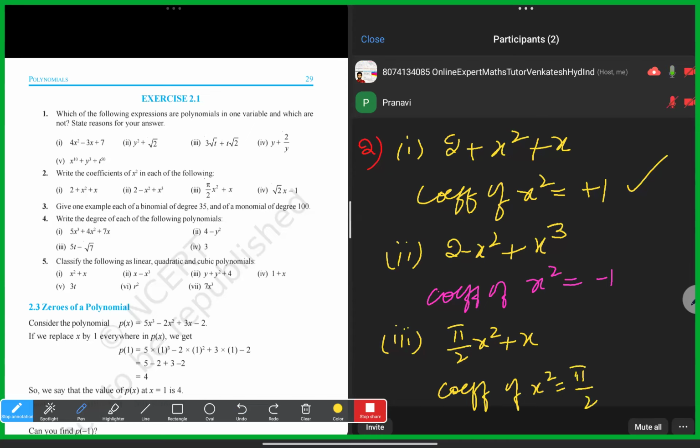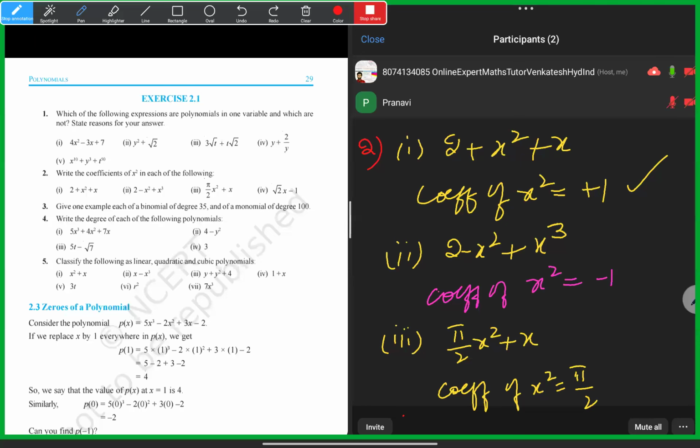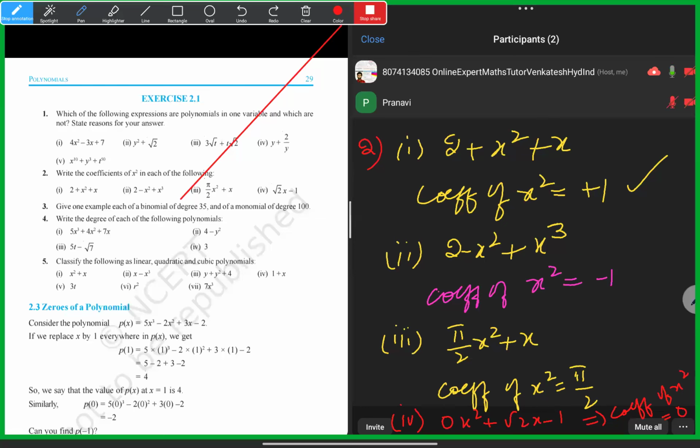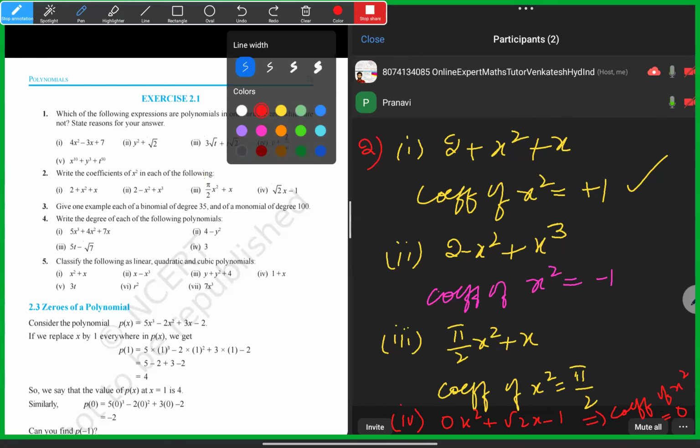Yes, that is. And in the fourth one, actually, we don't have any x square term. So if we want, we can write 0 x square plus root 2 x minus 1. But we should not take root 2 as the coefficient. The x square term is not there, so we can add the x square term by writing 0 x square. Yes, sir. So the coefficient of x square is 0. Any doubt? No, sir. I understood.